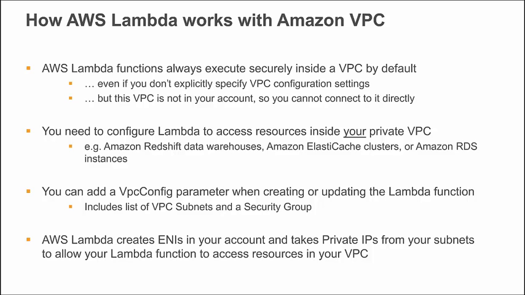What happens in the backend is that Lambda creates elastic network interfaces, or ENIs, in your account on your behalf, and then takes these private IPs from the subnet which you provided and associates these IPs with those ENIs. Now effectively the Lambda function has access to the private IP range in your private subnet, and therefore will allow the Lambda function to access resources in your VPC.